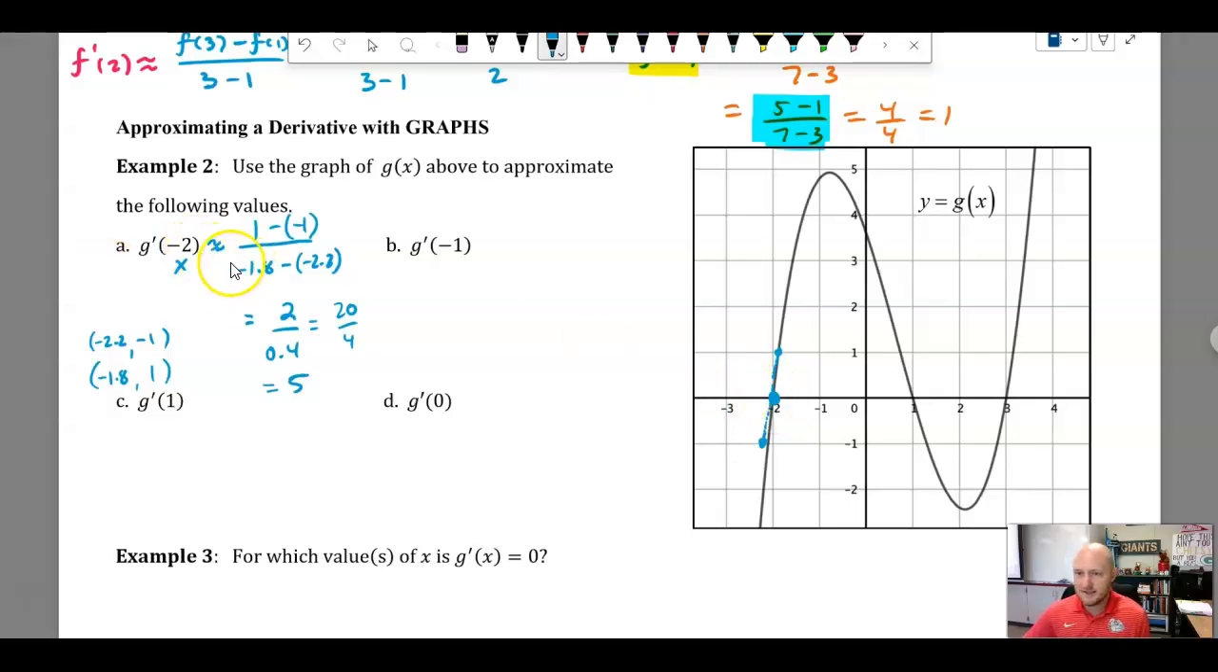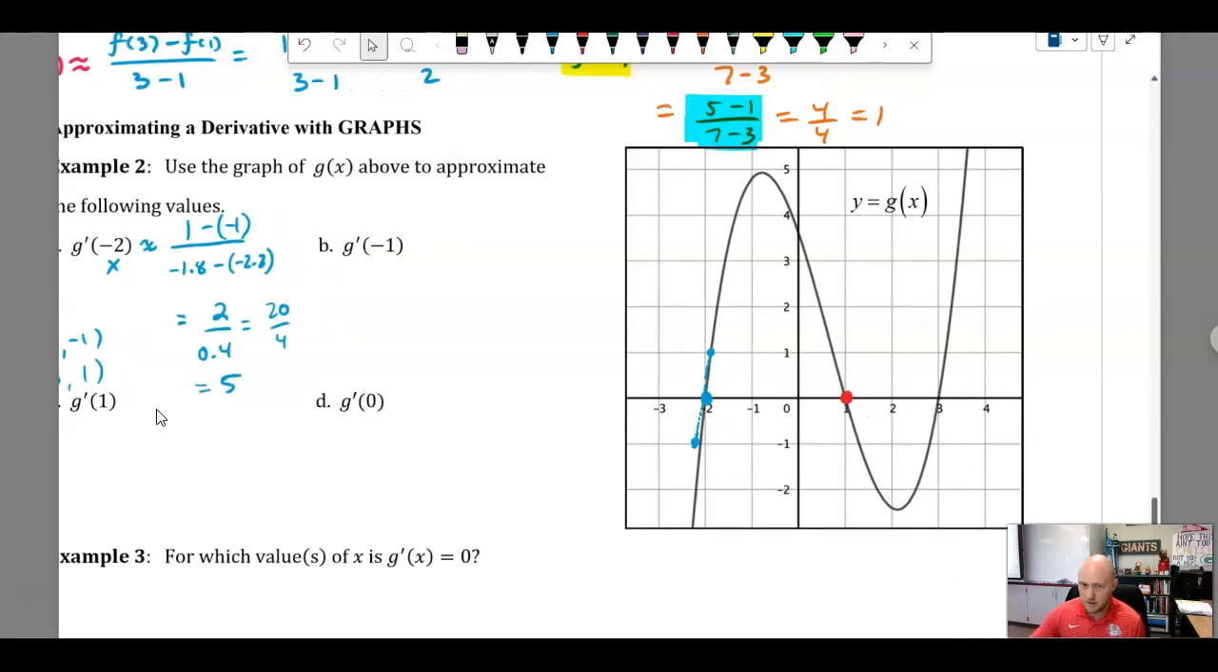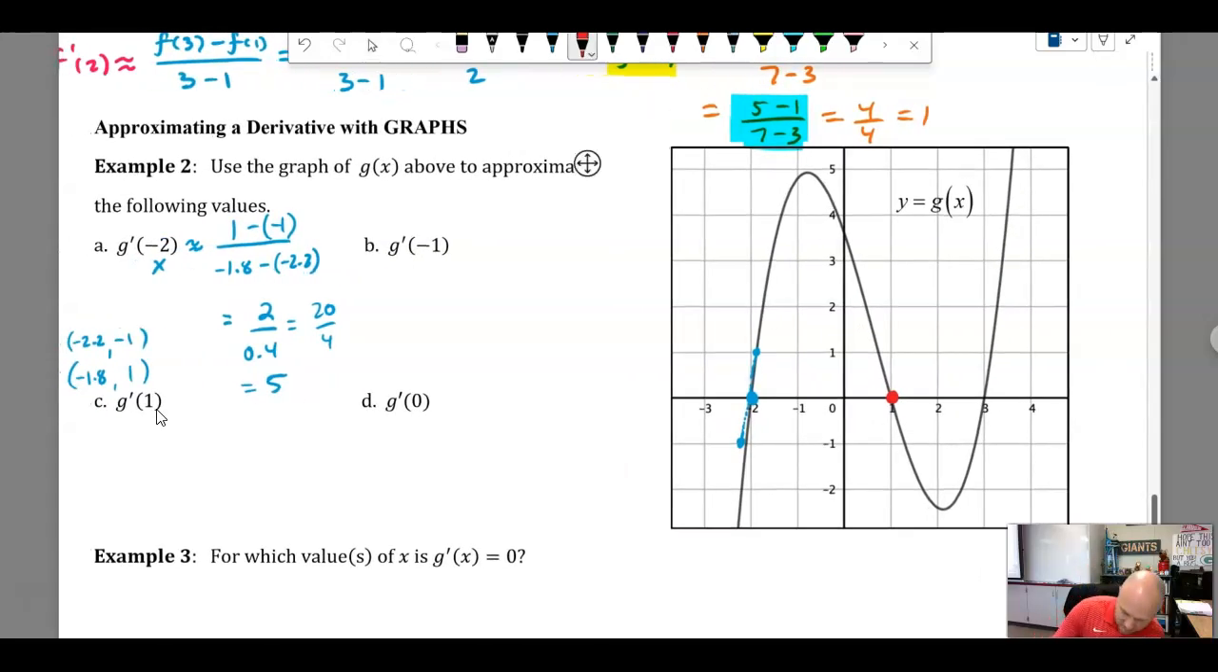Let's look at another one. I'm going to go ahead and skip B, actually. B's up here. But let's look at C. Here is G of 1. So where's 1? It's right here. Here's 1. This is my x value. And I want to make a tangent line for this point. Okay, so do my best here to draw a tangent line.